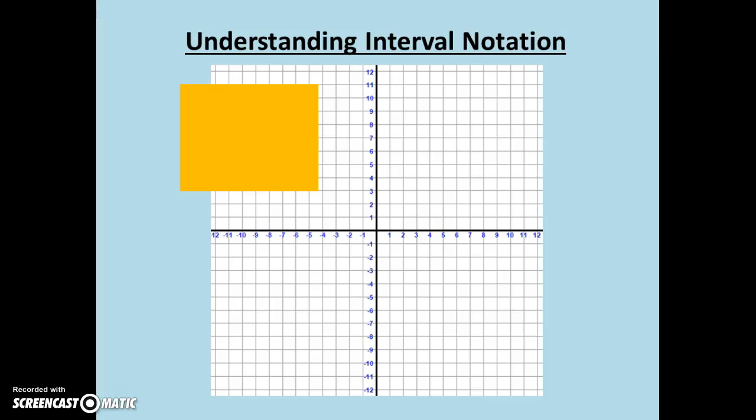Today we're going to talk about understanding interval notation, and at the same time we're also going to do a review of domain and range. So let's start talking through an example.